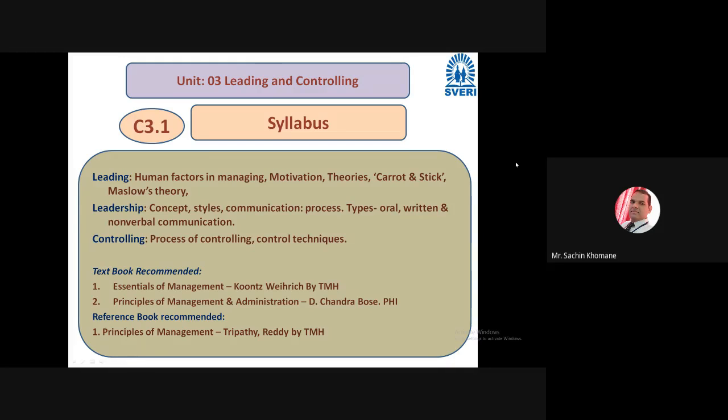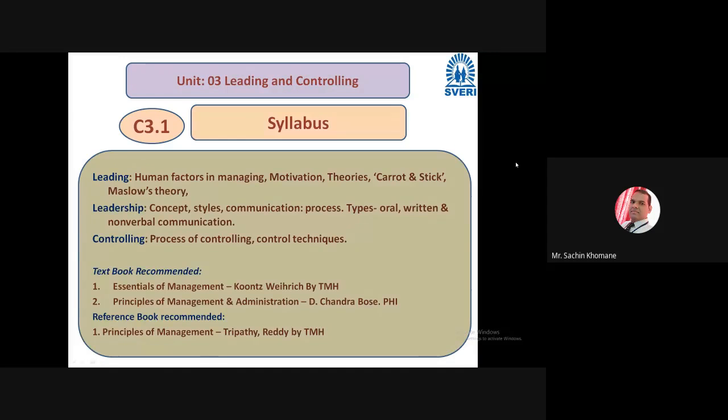The next part after leading is leadership. That leadership concept everybody knows very well, right? But still, this middle part of this unit is very simple. Like, what is the concept of leadership? What are the styles managers use for leading? Everybody has a different style to manage people, right? So those leadership styles we have to see.